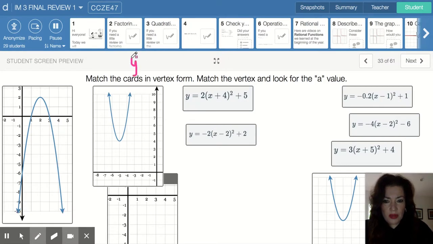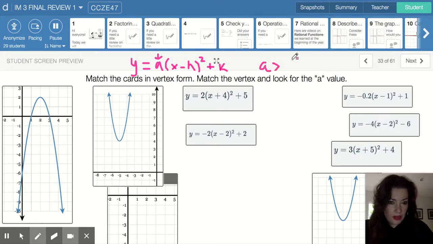If you remember, the original general graphing form of the quadratic is A times (x minus h) squared plus k. So the first thing you should look for is your A value. If your A value is positive, in other words greater than 0, your graph is going to be opening up like a nice happy face.